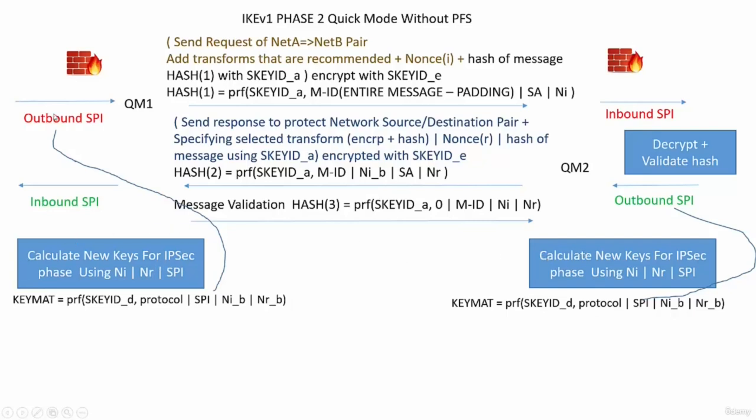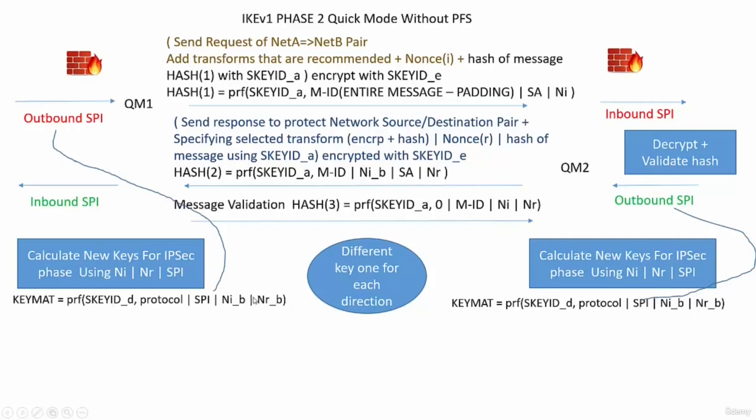So this is the outbound SPI key to send traffic from network A to network B on the other side. There's a different key on both sides. So this side would use a different set of keys. And the reason why is that the outbound SPI is different. It's using the same formula but different outbound SPI numbers.